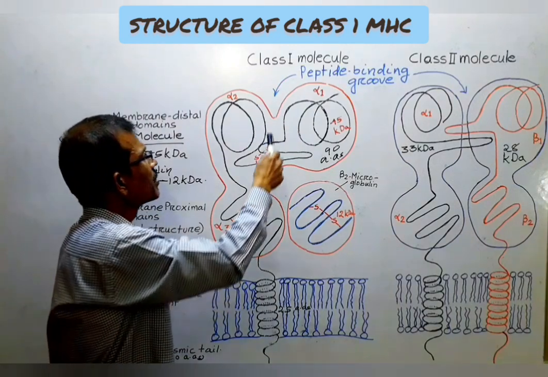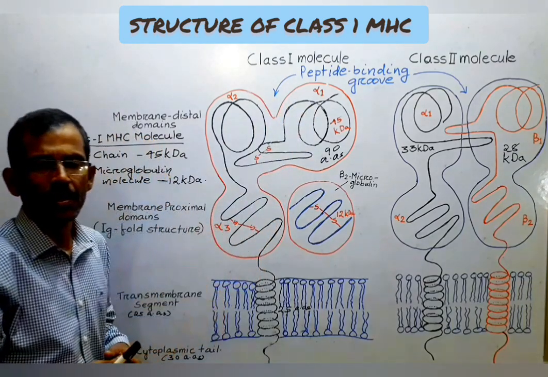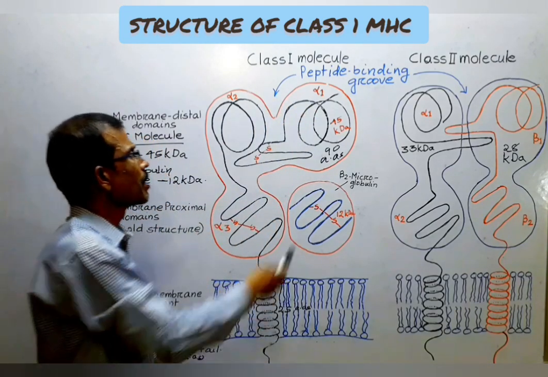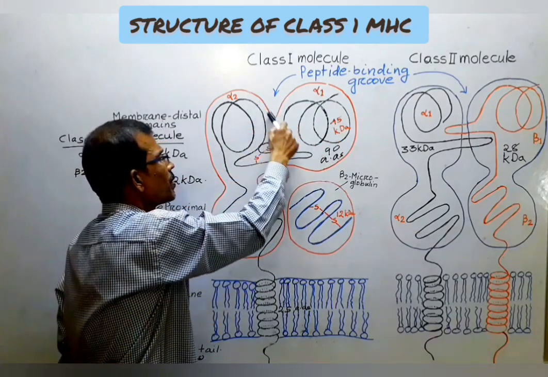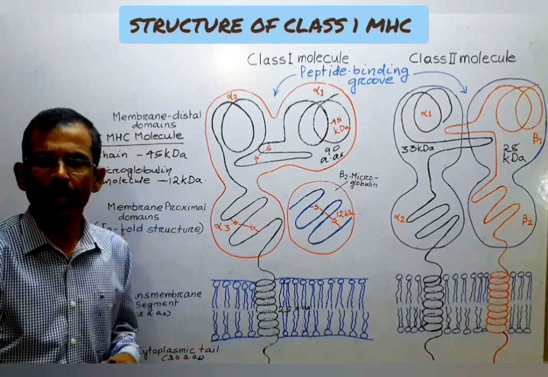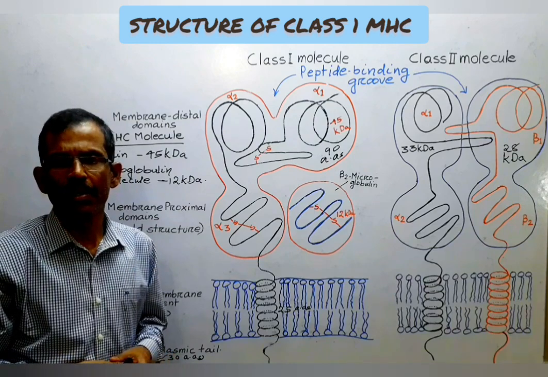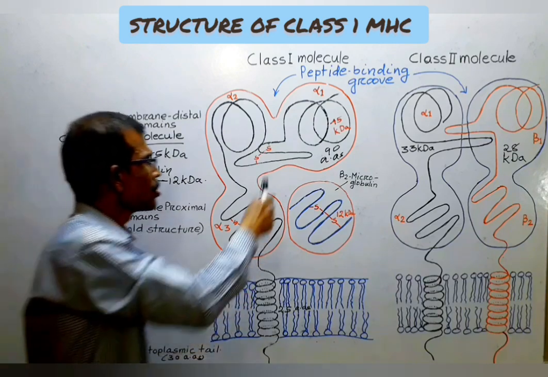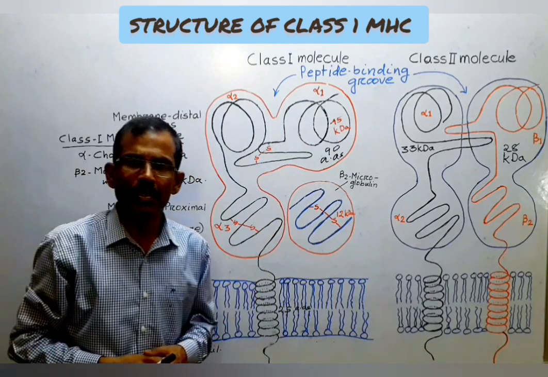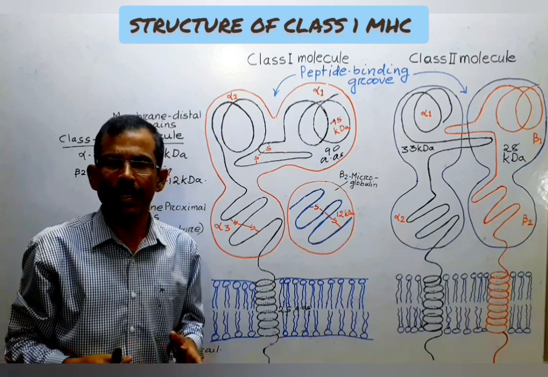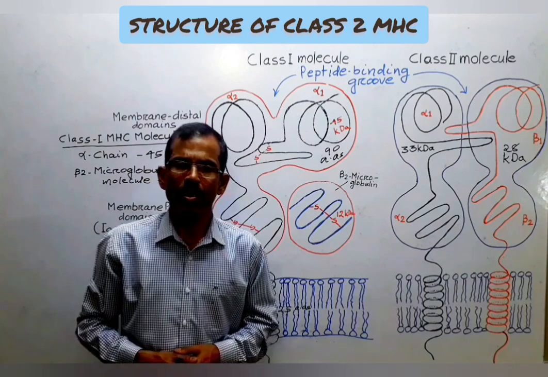In this figure, you can see that this is the peptide binding groove, which is formed due to the interaction between alpha 1 and alpha 2 domains. This binding groove is composed of a floor of 8 antiparallel beta strands and 2 antiparallel alpha helices as sides. This groove is large enough to bind with a processed peptide antigen of about 8 to 10 amino acids. Structure of class 2 MHC molecule.